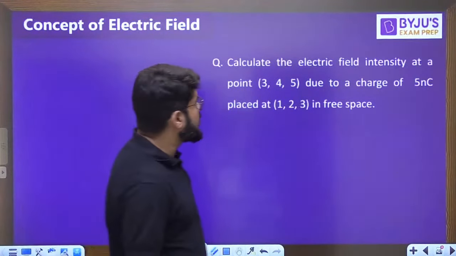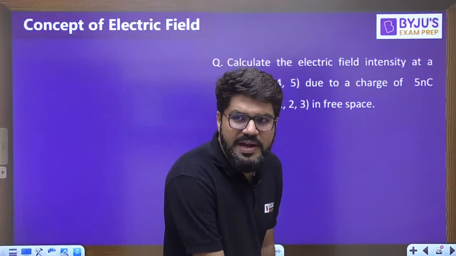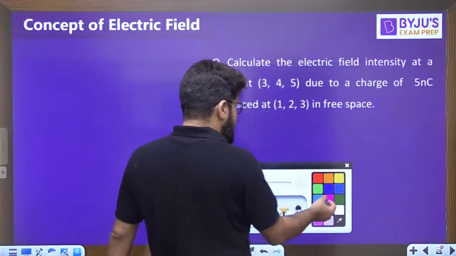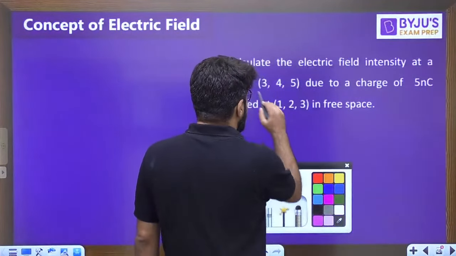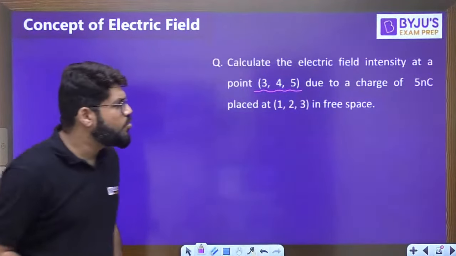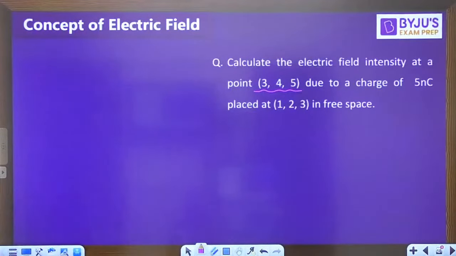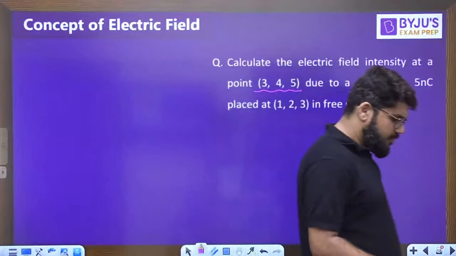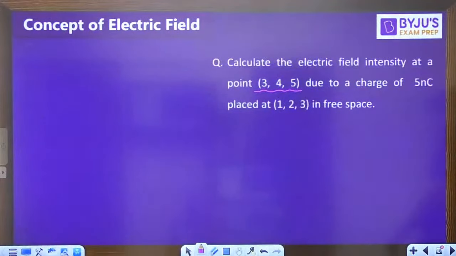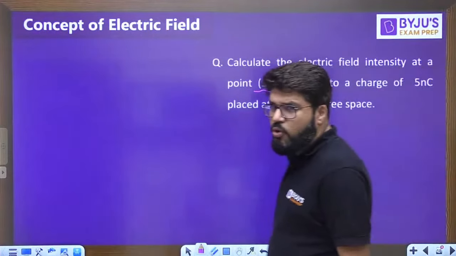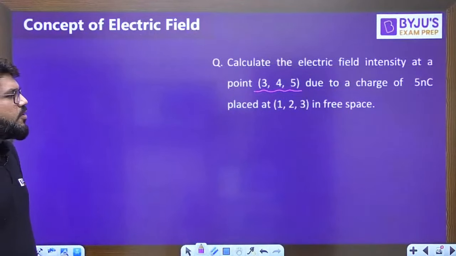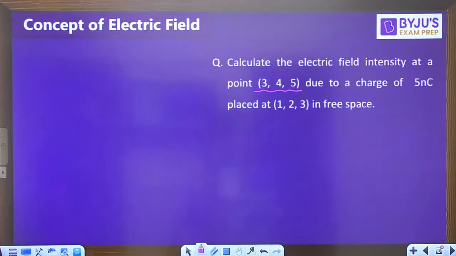There is a simple question to start off. Calculate the electric field intensity at the point (3, 4, 5) due to a charge of 5 nanocoulomb placed at (1, 2, 3) in the free space.